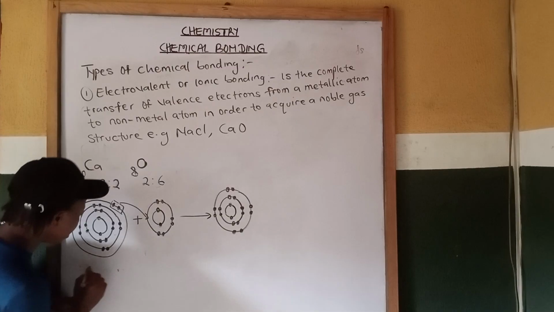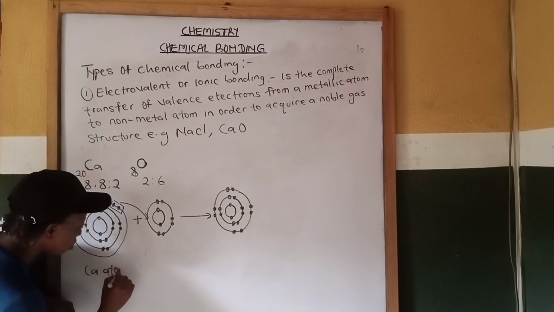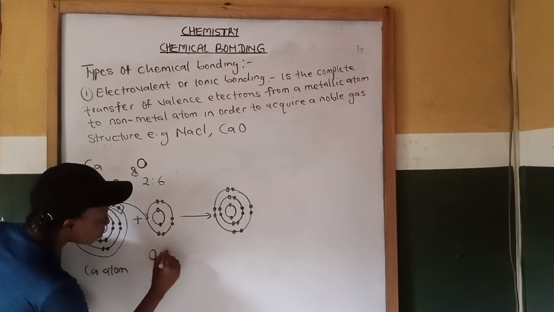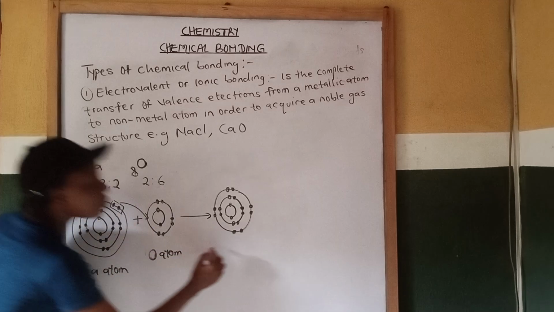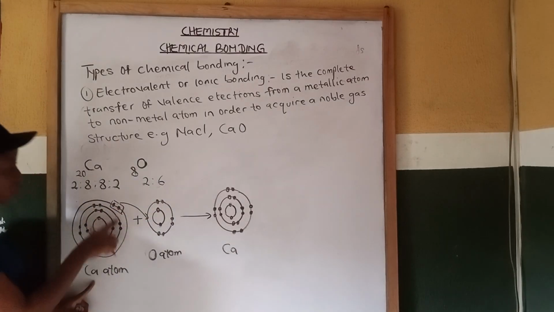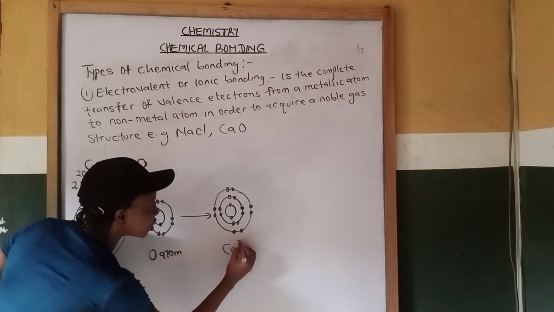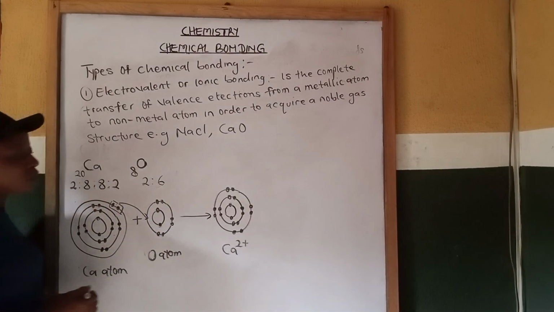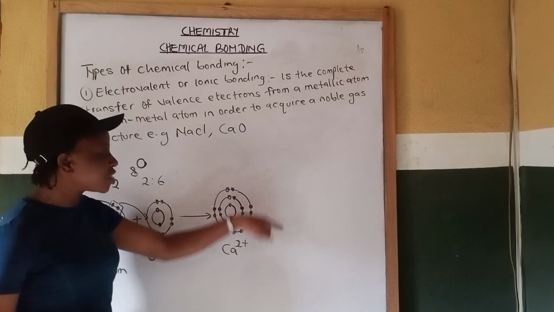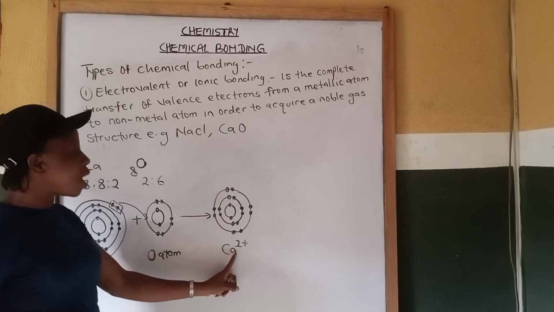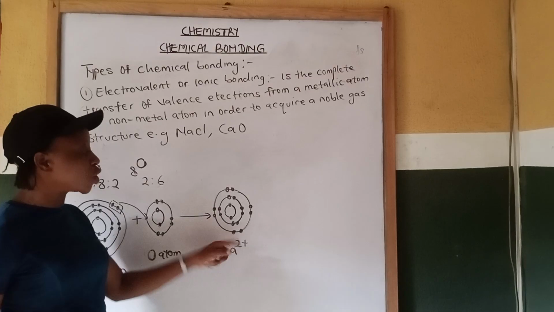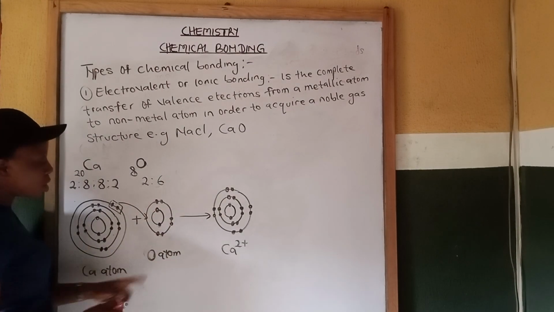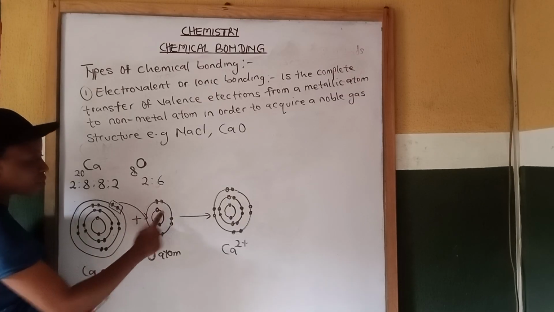So this is calcium atom. Then this is oxygen atom. Now the calcium atom will become a calcium ion. So it has donated 2 electrons, and those 2 electrons will be represented by these 2 positive charges. The 2 electrons have gone out, so that is why calcium is now an ion. It becomes calcium ion. Then oxygen too will accept 2 electrons from calcium to complete its outermost shell.